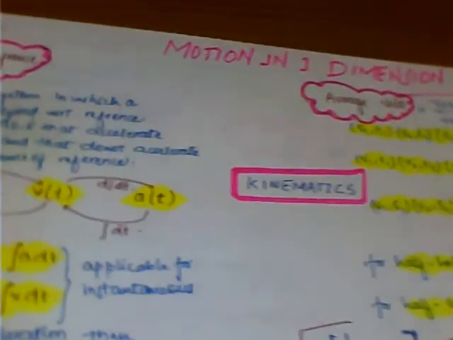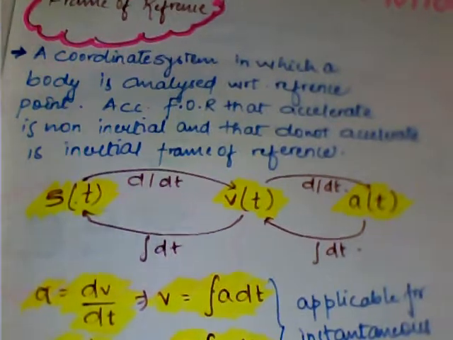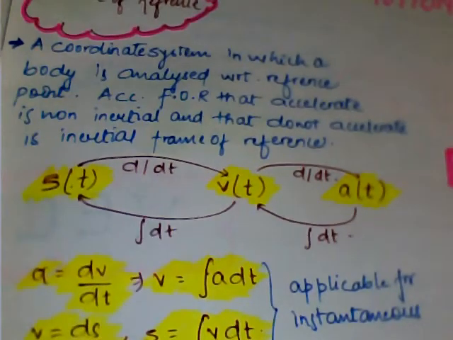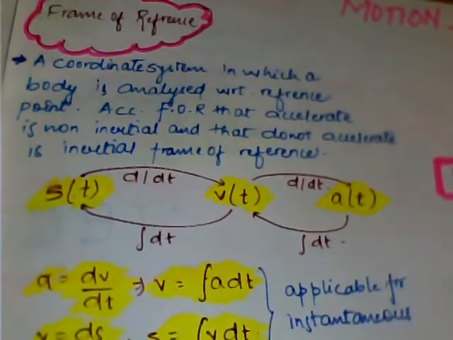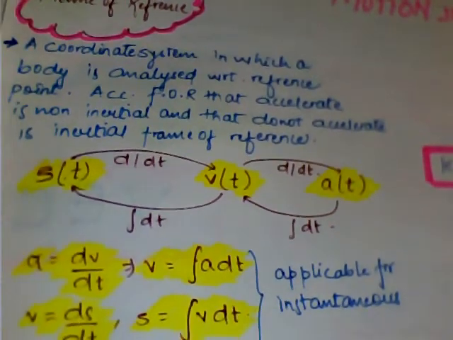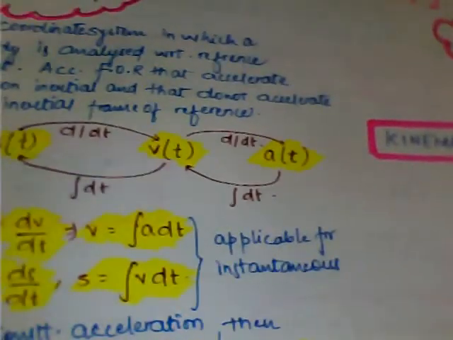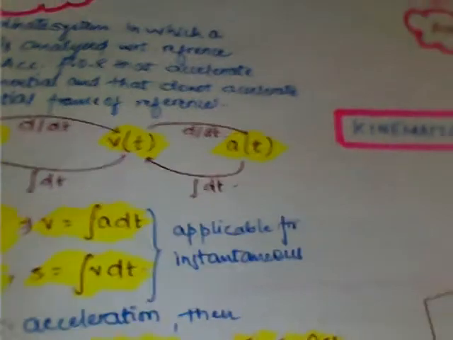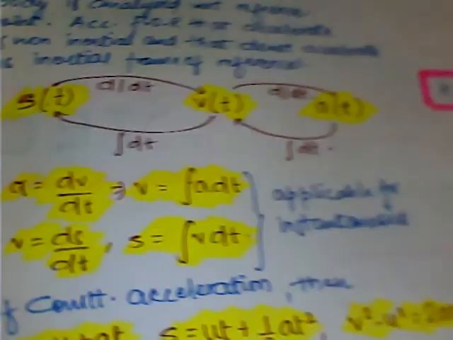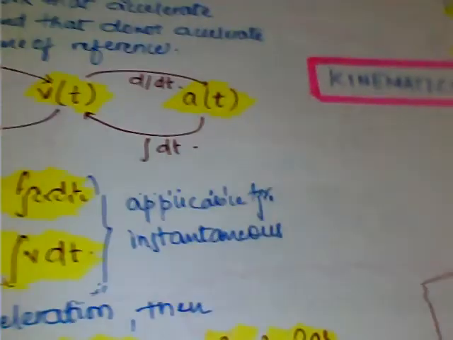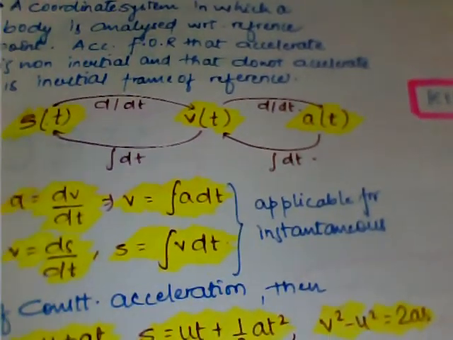Let's first of all learn about frames of reference. A frame of reference is a coordinate system in which a body is analyzed with respect to a reference point. A frame of reference that accelerates is non-inertial, and one that does not accelerate is called inertial. Suppose we are at rest and we see an object moving, then we are in a non-accelerating frame, that is an inertial frame of reference. And when we are moving in a bus or some other automobile which is moving, then we are in an accelerating frame, that is non-inertial.